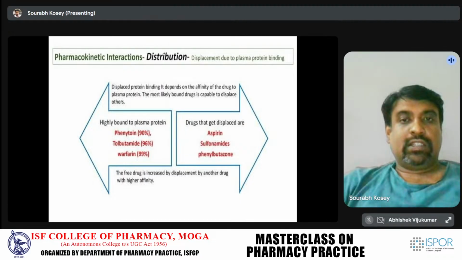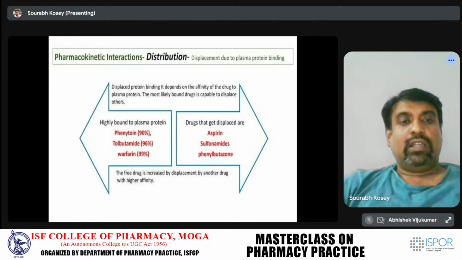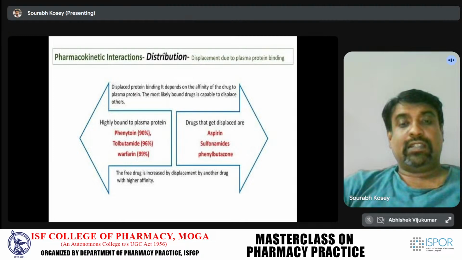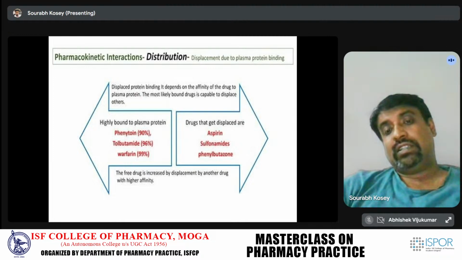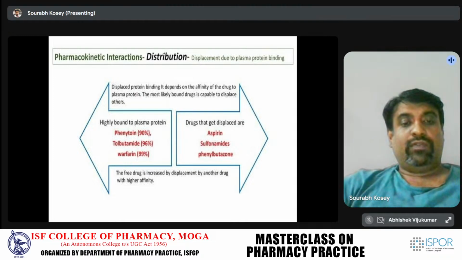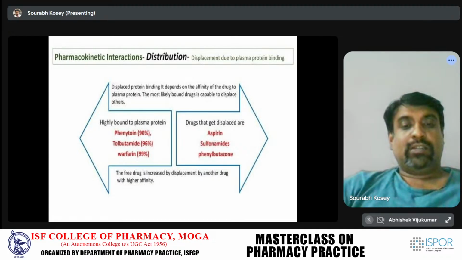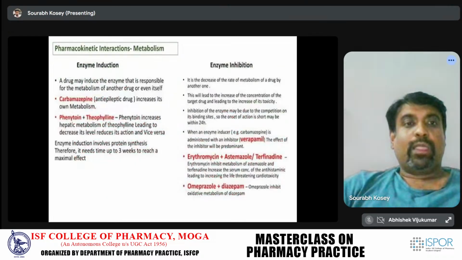Pharmacokinetic interactions, distribution: displacement of protein binding depends on the affinity of the drugs to plasma protein. The most highly bound drug is capable of displacing others. Drugs highly bound to plasma protein are phenytoin, tolbutamide, and warfarin. Drugs that get displaced are aspirin, sulfonamides, and phenylbutazone. So the free drug is increased by displacement by another drug with higher affinity.